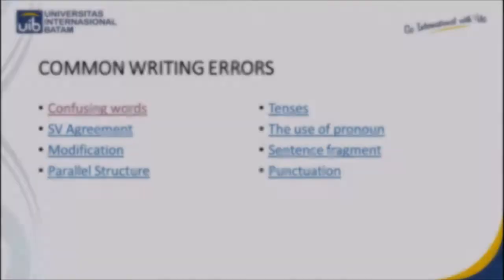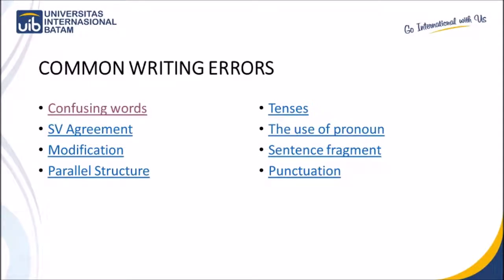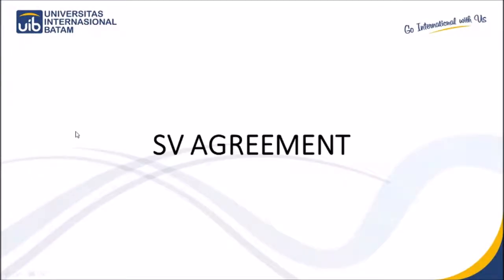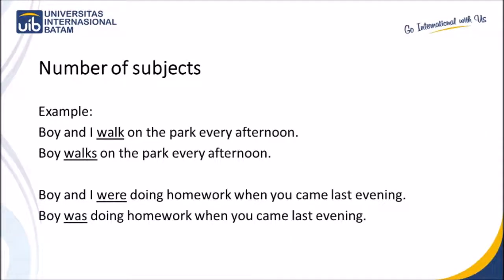Let's continue to talk about another common writing error, which is subject-verb agreement. What does it mean by subject-verb agreement? Subject-verb agreement means that the verb must agree with the subject, or the verb must follow the subject. It can depend on the number of the subjects. So let's see the examples.